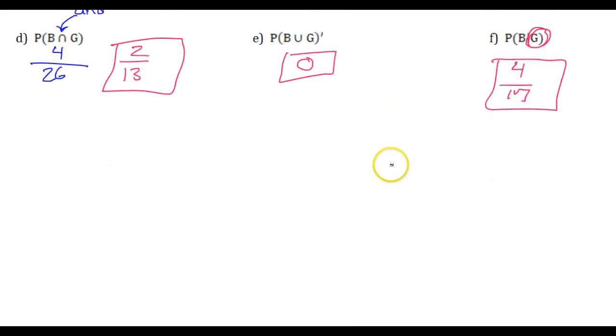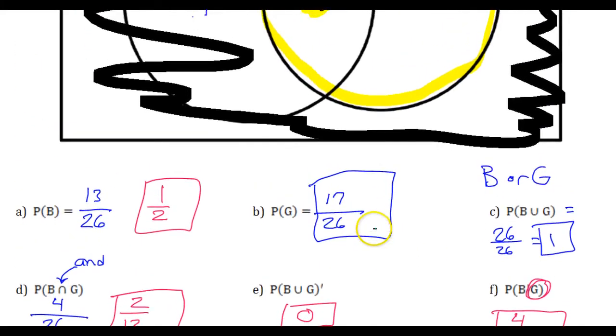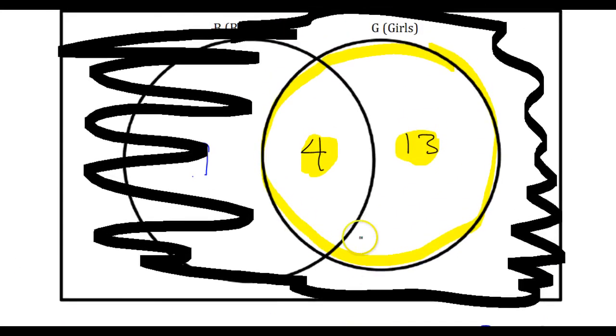So I think that's it. That is how you do probability with a Venn diagram.